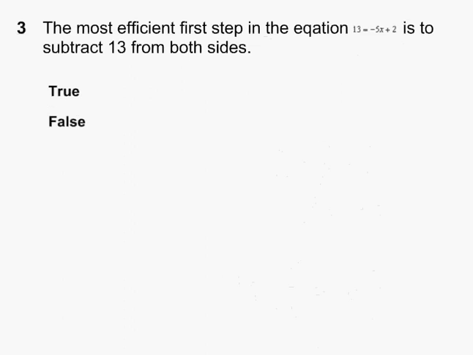In question 3, the most efficient first step in the equation 13 equals negative 5x plus 2 is to subtract 13 from both sides. The answer is false. Probably one of the easiest ways is simply to subtract 2 from both sides, not 13.